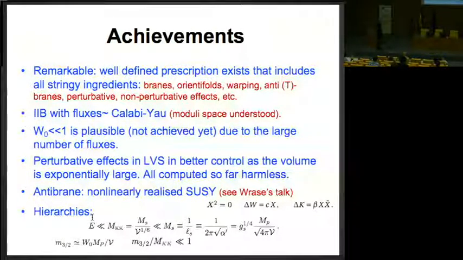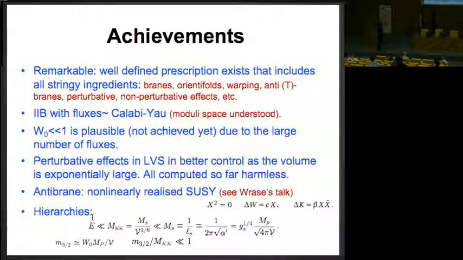So the achievements, several. We have a well-defined prescription that includes all the ingredients of string theory, that give you branes, orientifolds, warping, etc., that give you these minima. As I said, type IIB with fluxes still gives you the Calabi-Yau, so the moduli space is understood. W0 smaller than 1 is plausible. It's not achieved yet, something you have to keep in mind, because for that you need many of the complex structure moduli, and the technology has not been developed yet to consider so many equations for those fields. And the perturbative effects that can be affecting the large volume case have been over the years under better control because people have been doing the calculations and they keep the structure the same.